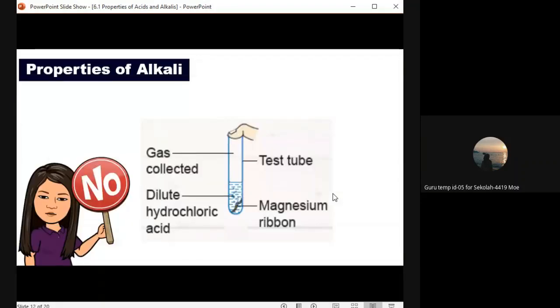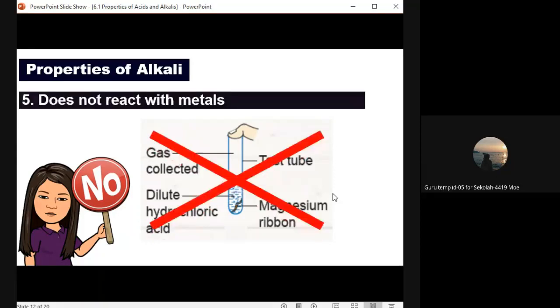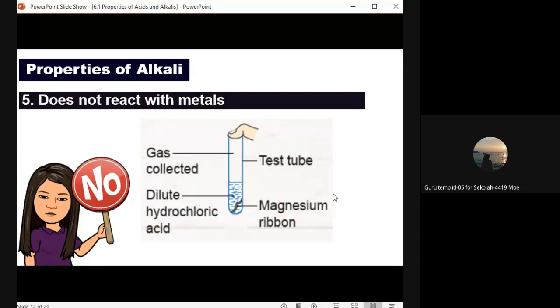And finally, remember alkali does not react with metals, unlike acid. Tadi acid dia akan react with metal, right? But alkali, no. It will not react with metals. So if we do the same experiment as the acid just now, instead of hydrochloric acid, you put sodium hydroxide, for example, the type of alkali, and then you put magnesium ribbon. No bubbles will form because no hydrogen gas. Why? Because no reaction happens. Remember, alkali does not react with metals.